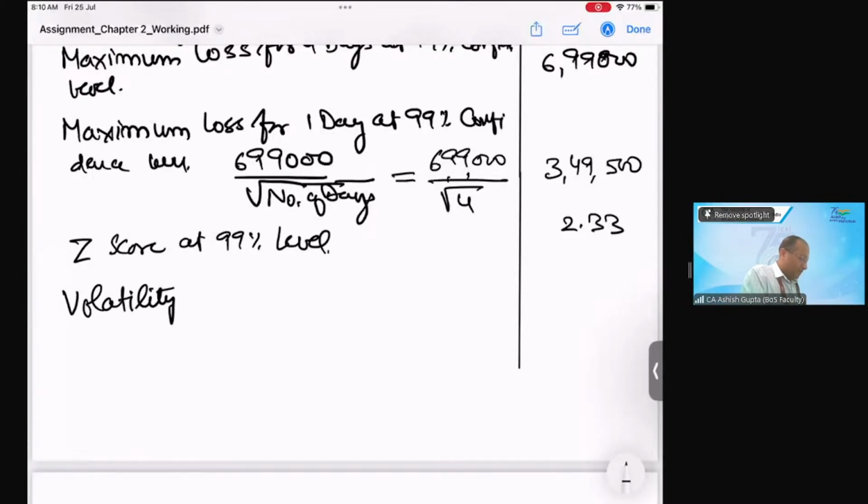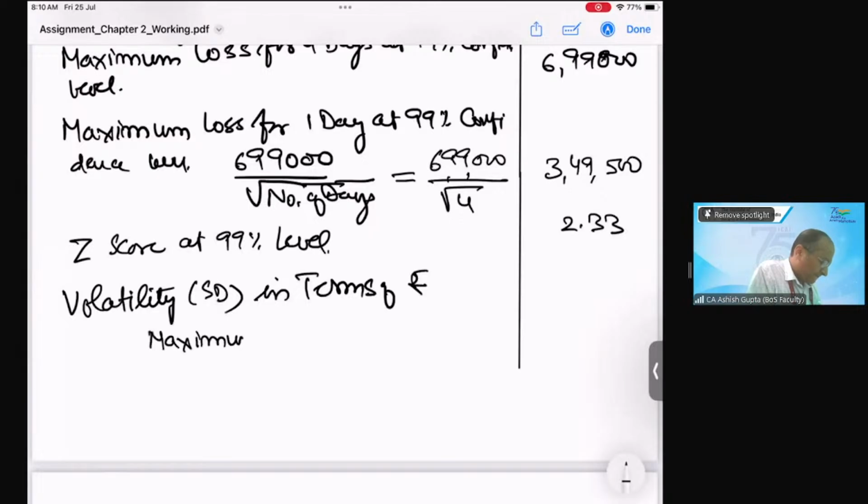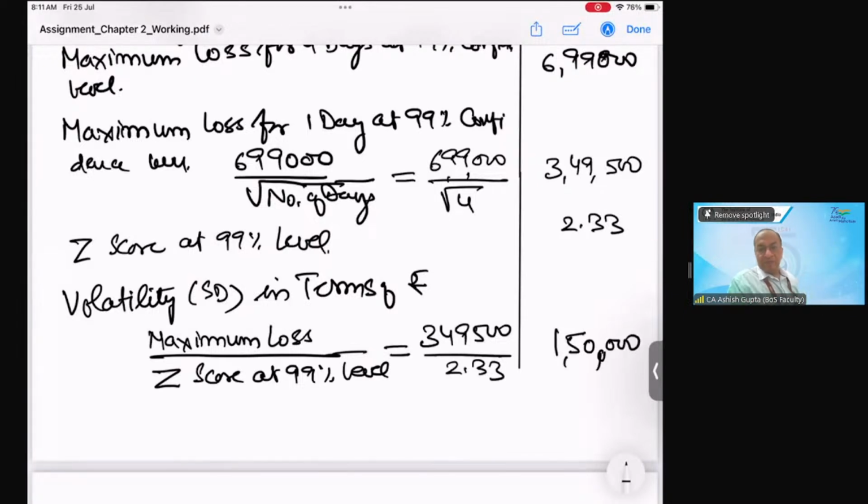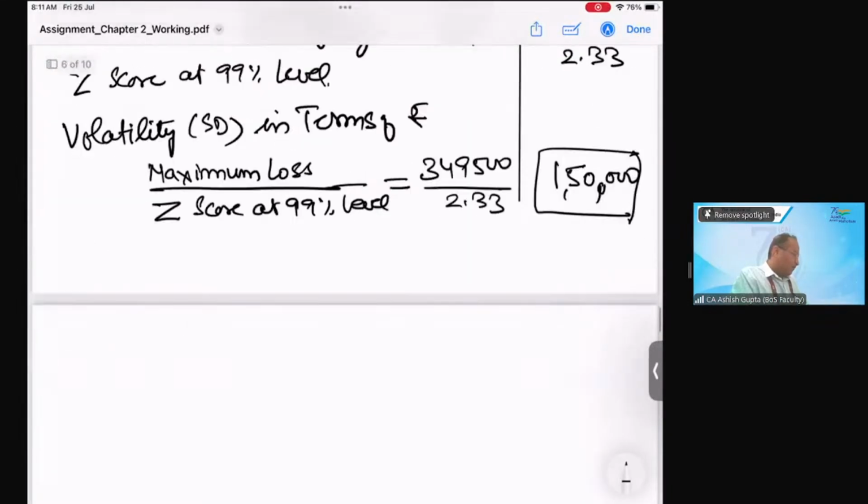Now we compute this volatility or standard deviation in terms of rupees. So the maximum loss divided by Z score at 99% level. By this value, I have got the standard deviation. I have got this as a standard deviation in rupees.